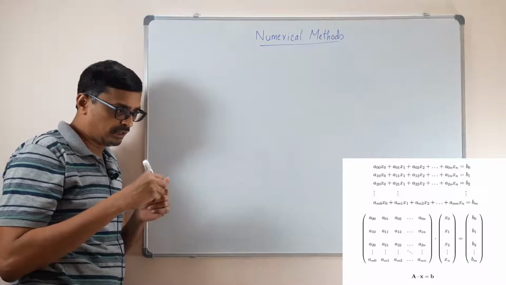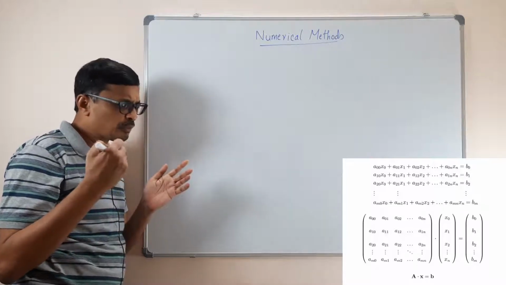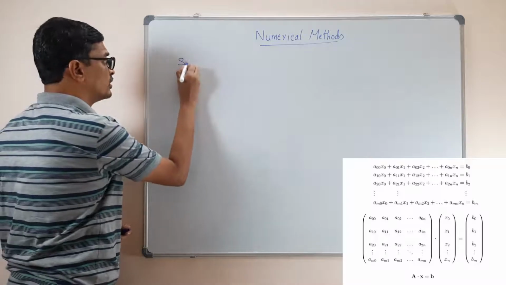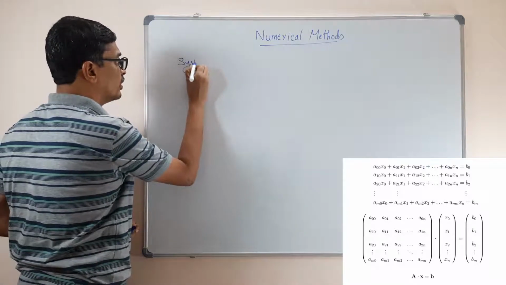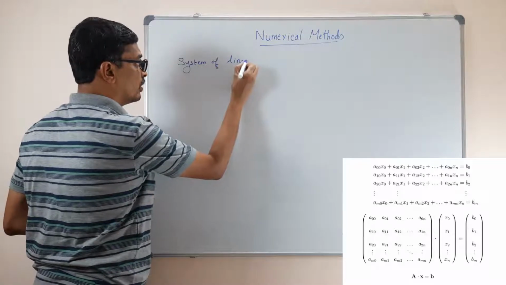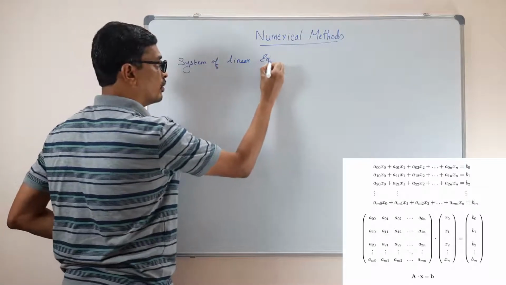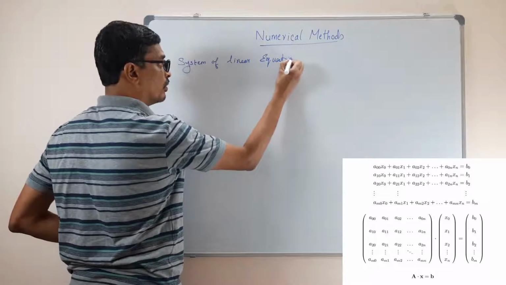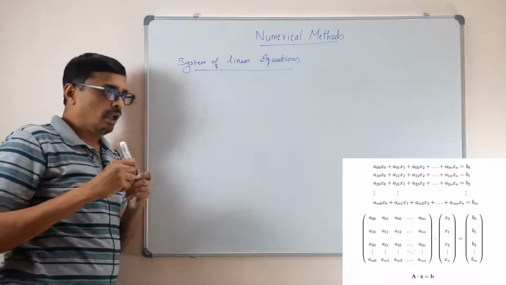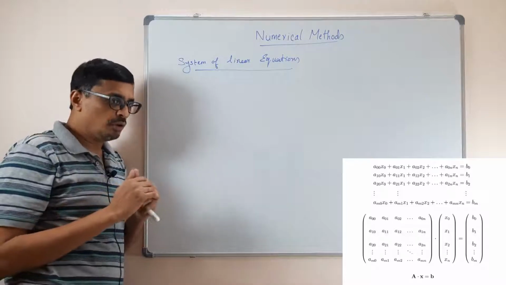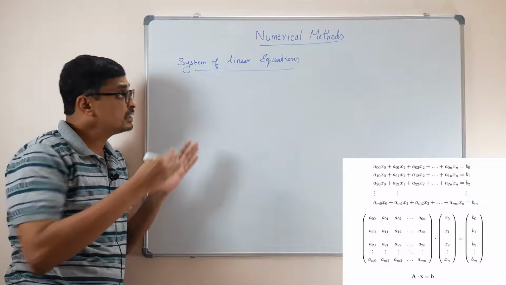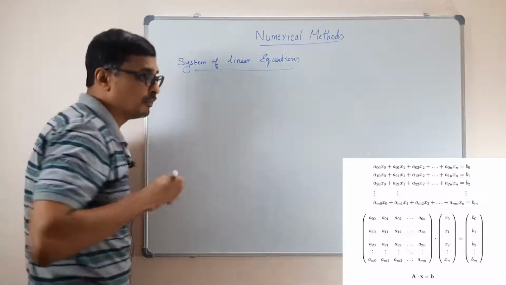What we have is a system of linear equations, right? It is there on the board. If you remember what a system of linear equations is, it means you have some m equations in unknowns.